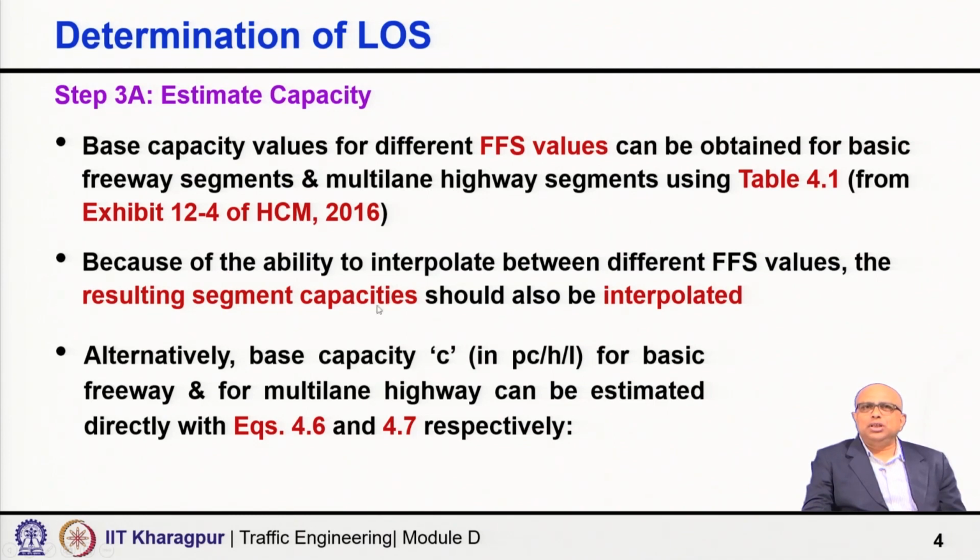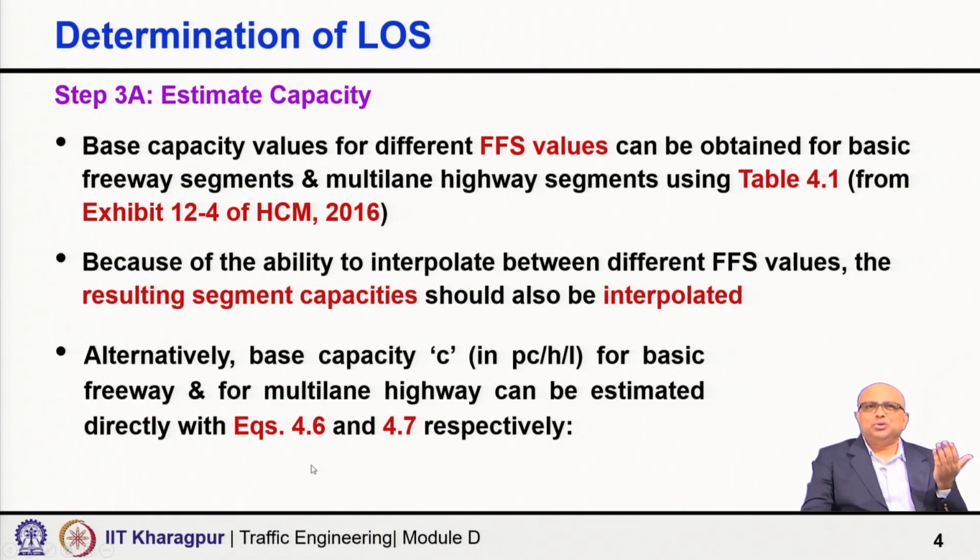Now, because of the ability to interpolate between different free flow speed values, you know that the values were given at 5 mile per hour interval. So, we can do interpolation. We can take the value for x, and then the next level maybe x plus 1, and for these 2 free flow speed values, what are the corresponding capacities, and we can interpolate if required. So, that is one way we can do it.